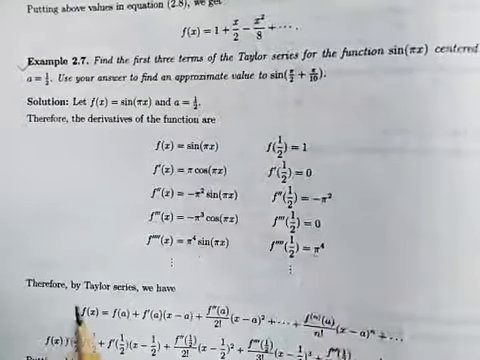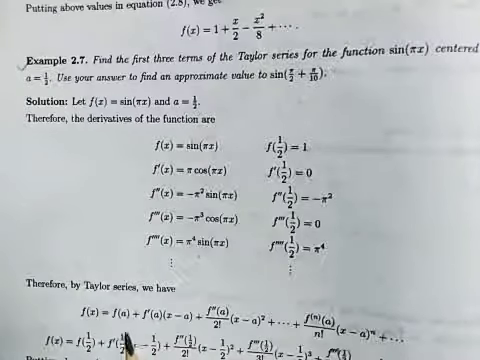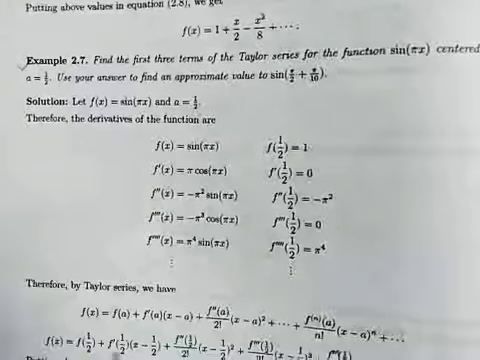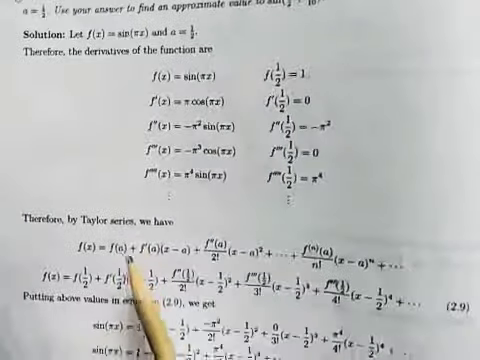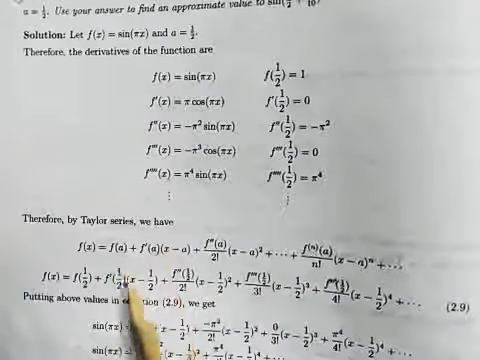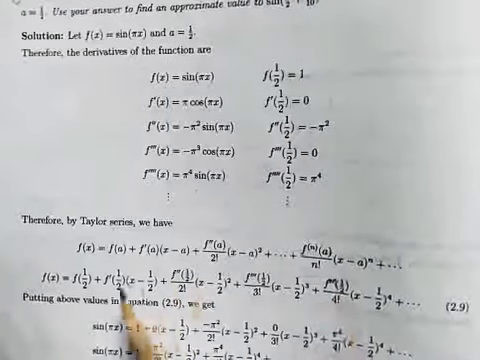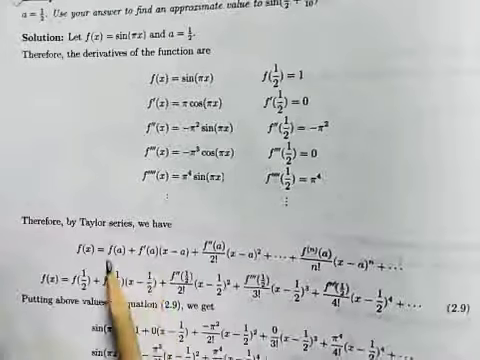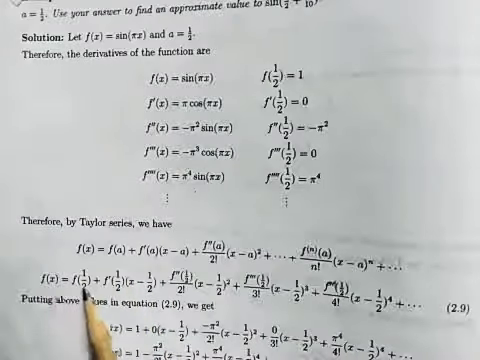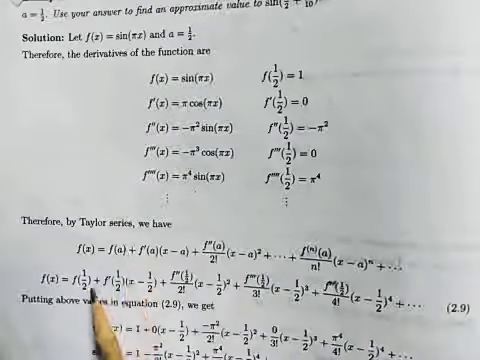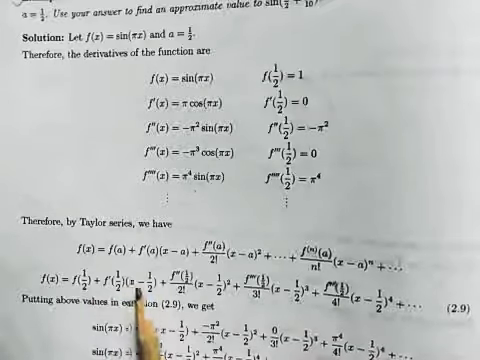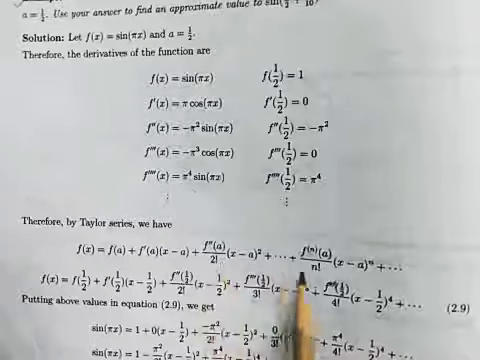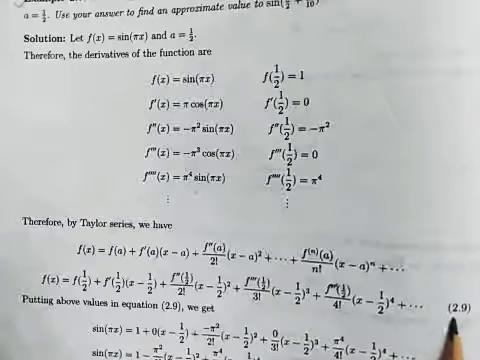Now, in the question it is asked to find the first three terms only. So we will write the Taylor series. This is our given formula for the Taylor series. What we do here is replace all these values. f(x) is equal to, our a is 1/2, so f(1/2) plus f'(1/2)(x minus 1/2). Everywhere we replace a by 1/2 and we get this equation.